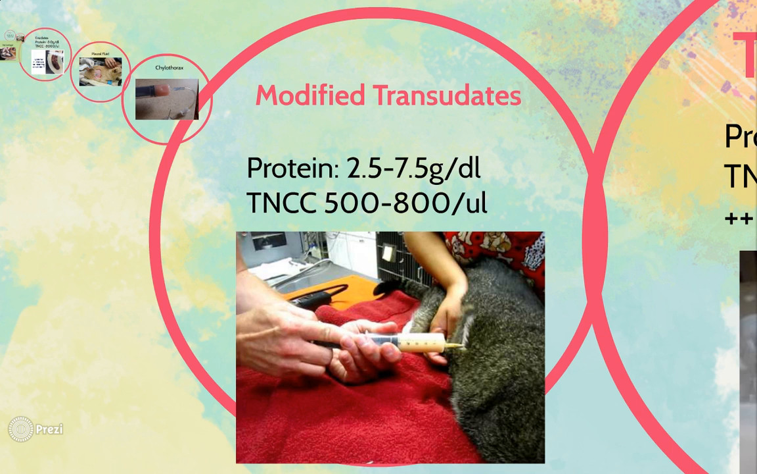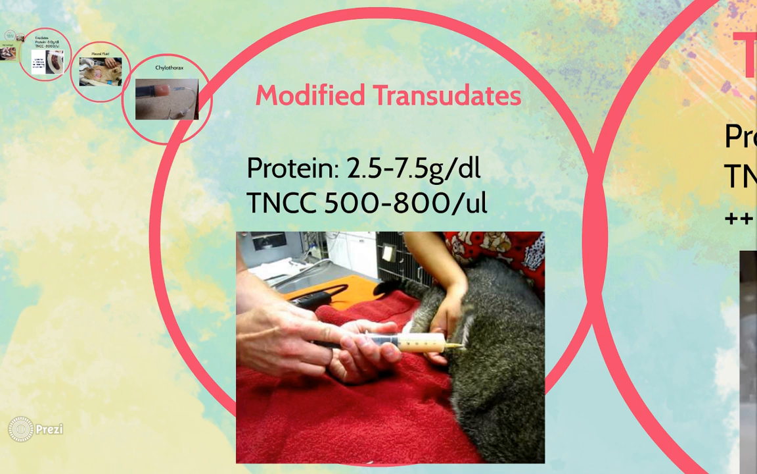So modified transudates are essentially transudates that are modified by proteins, cells, or both. They have a protein level between 2.5 to 7.5 grams per deciliter. Total nucleated cell count is 500 to 800 per microliter. And this is fluid that was once a transudate that's been hanging around in the body long enough, causing trouble and creating an inflammatory reaction. So it now has the presence of inflammation. Typically, it can be yellow or pink. It can be a bit cloudy. Some examples of causes could be diaphragmatic hernia, pulmonary thromboembolism, mediastinal or pleural neoplasia, FIP, and chylous effusion.